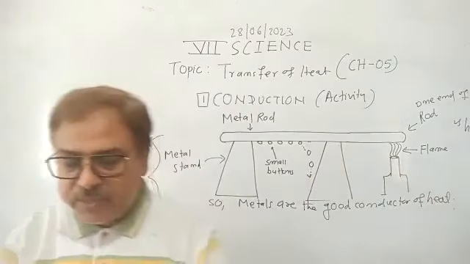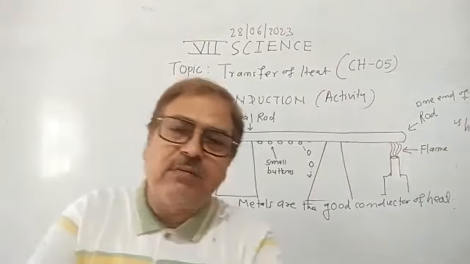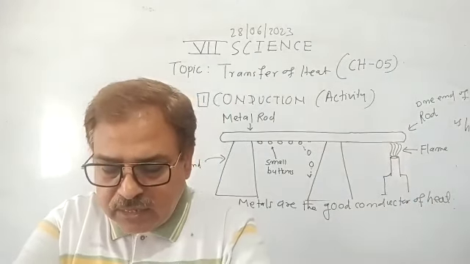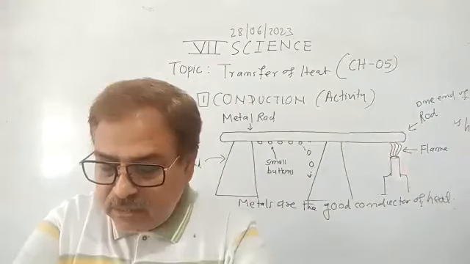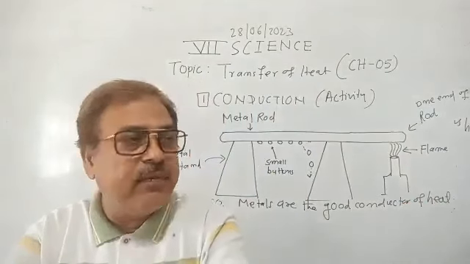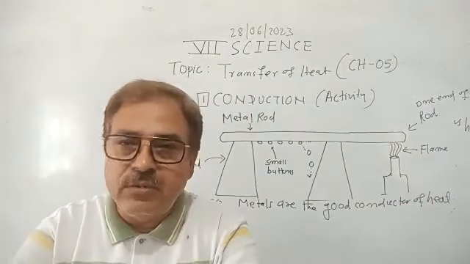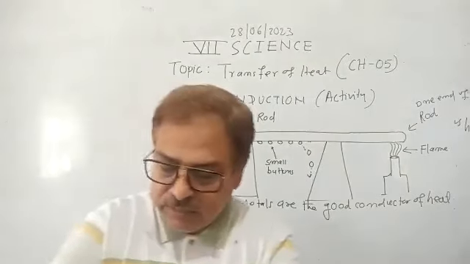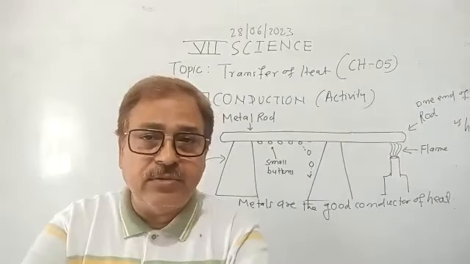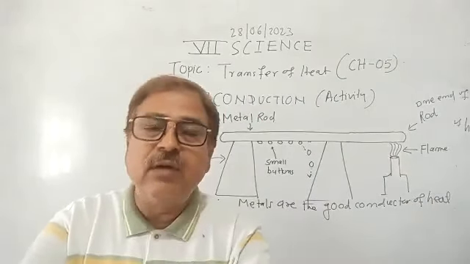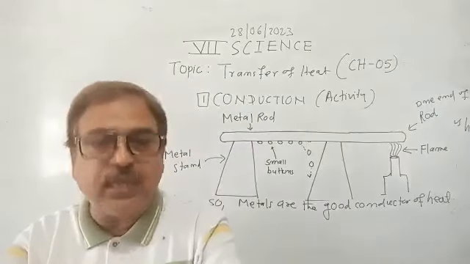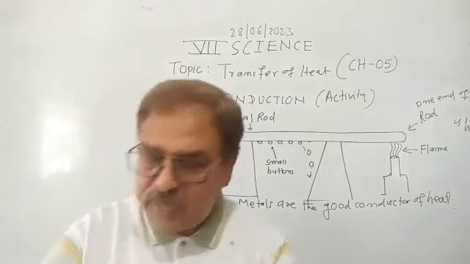On doing the same experiment with a wooden rod, you will find that the end of the wooden rod held by us does not become hot even after a long time. When wood is used in place of the metal rod, it is not heated for a long time, and the wood starts to burn. This shows that heat cannot easily go along a wooden stick. So wood is a bad conductor of heat.